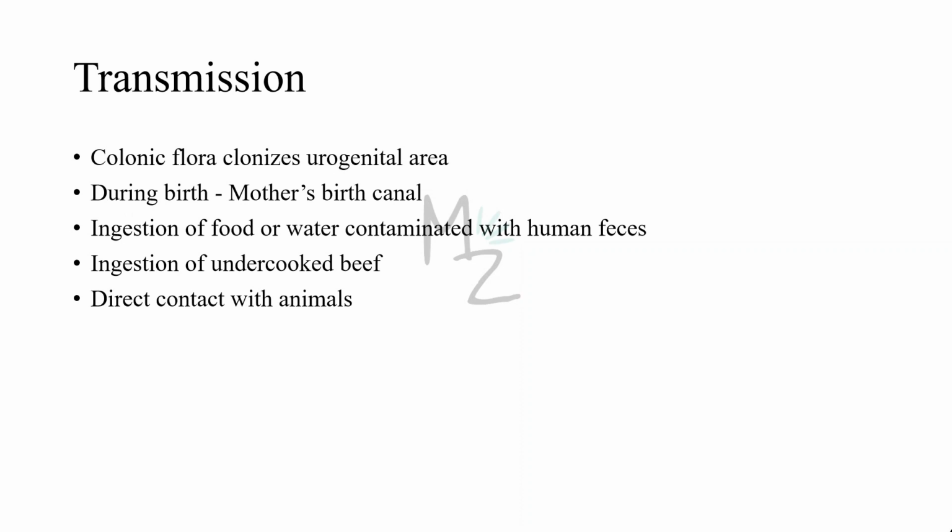So it causes UTIs. The source of E. coli that causes neonatal meningitis is the mother's birth canal. The infection is acquired during birth. In contrast, the E. coli that causes traveler's diarrhea is acquired by ingestion of food or water contaminated with human feces.